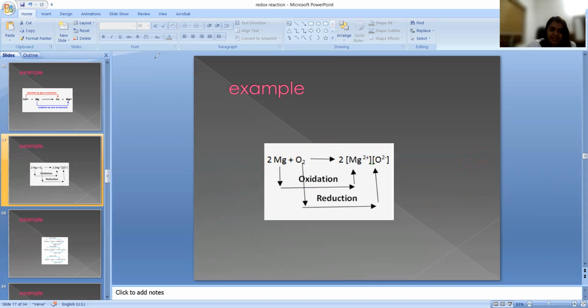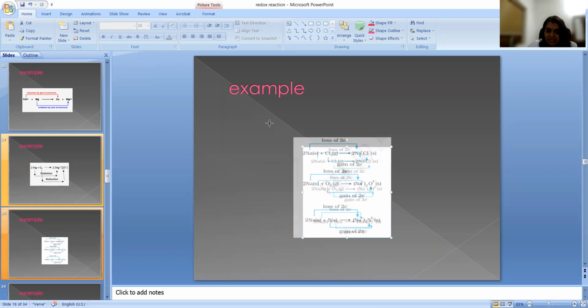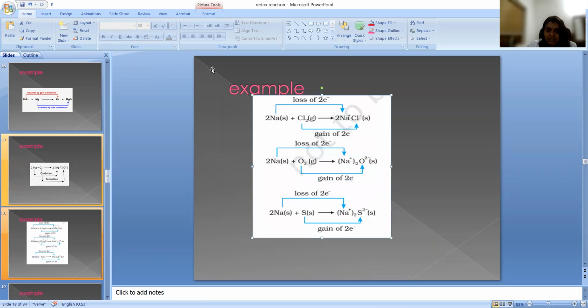Now let us see another example. In this example, what is happening? Let us see it first. In this particular example, sodium is converting into Na+. So there is an increase in oxidation number, by loss of 1 electron, because here 2 electrons are written for 2 sodium atoms.